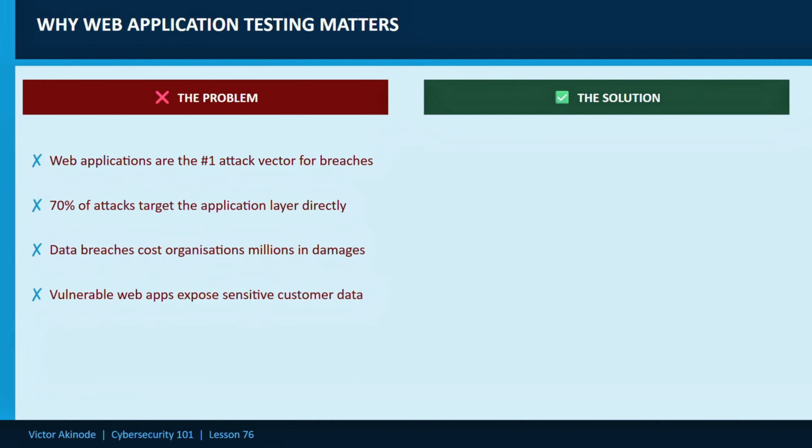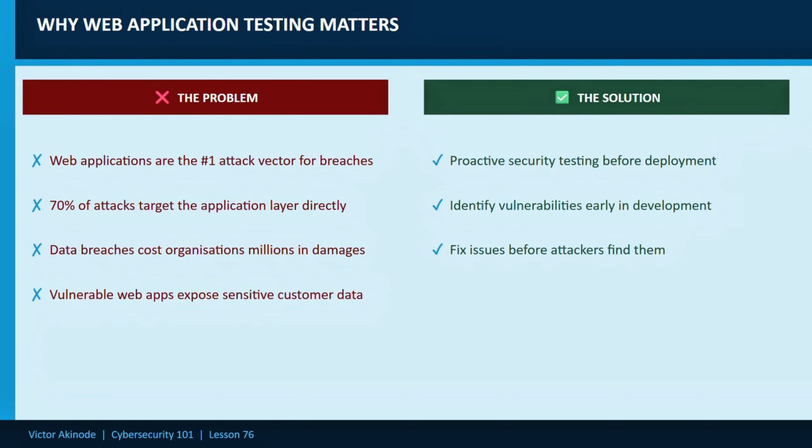Now let's consider the solution. The solution is proactive security testing before deployment, identifying vulnerabilities early in the development cycle when they are cheap to fix, and fixing the issues before attackers find them and exploit them, and conducting regular testing and security audits. Security is not a one-time thing, it is continuous.